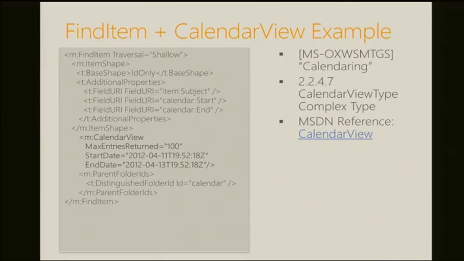And then finally, we have this idea of a calendar view element. This is obviously for calendar scenarios with appointments. So we're searching for a date range. We give it a start date and end date in a calendar and display that.